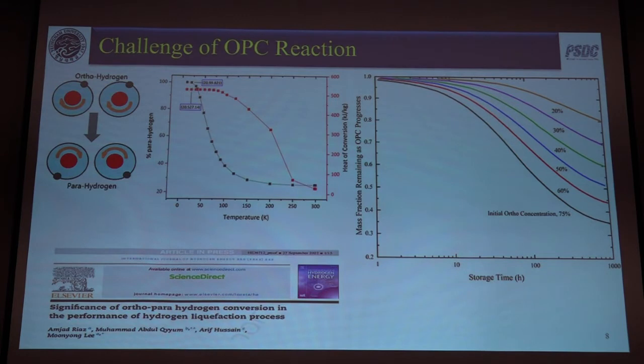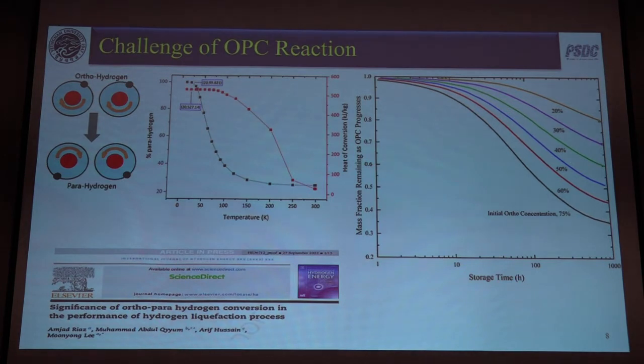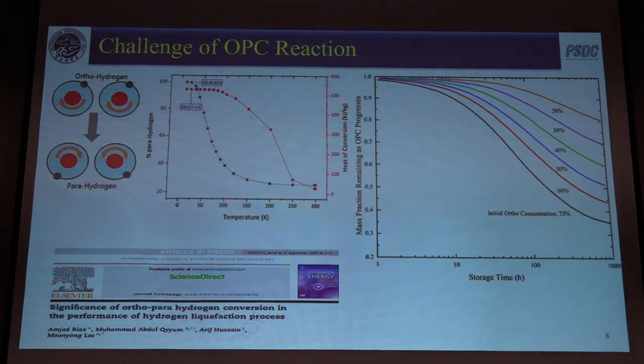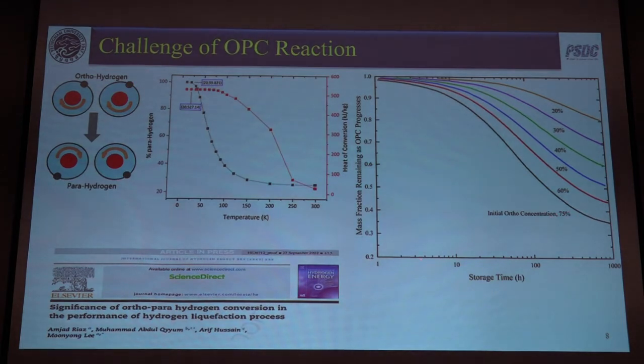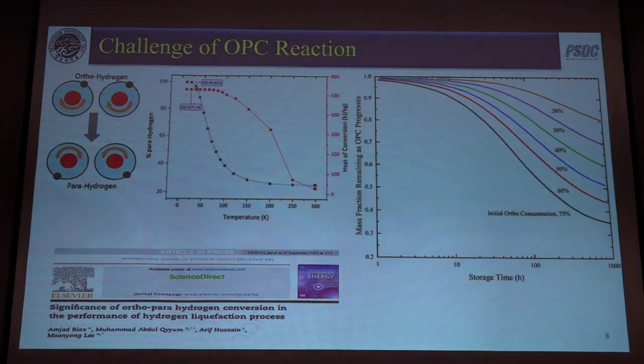And why do we need to do it? Some people initially used to say that we do not need to convert it to parahydrogen, but this graph gives you a good idea. If you want to store and transport hydrogen over longer distances, like intercontinental, we would like to have as much liquid fraction as possible. But if we follow this one, 75%, which means there is no conversion, so all is orthohydrogen.